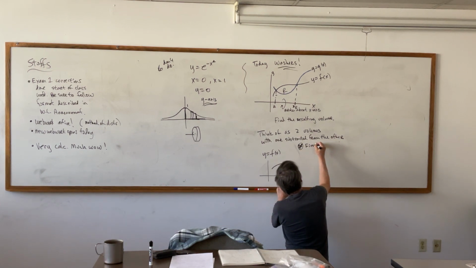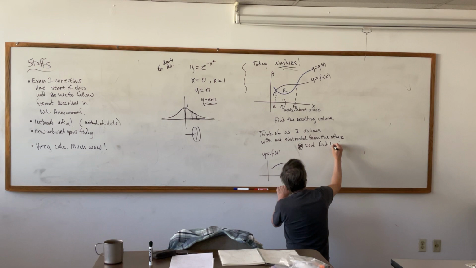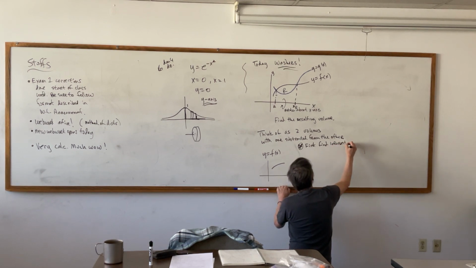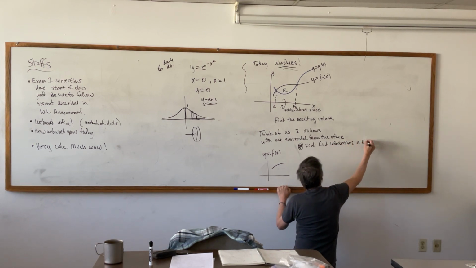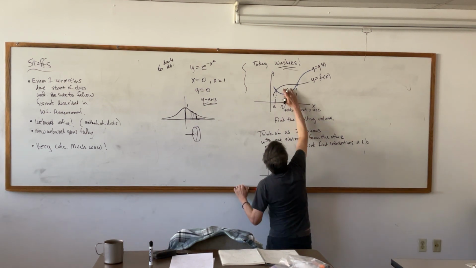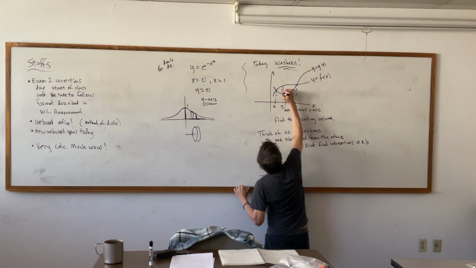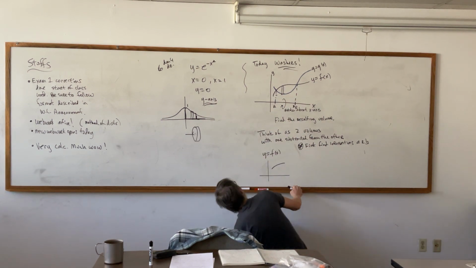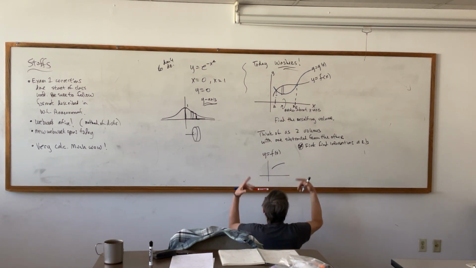First find the intersections, if they're not given to us, A and B. And that's going to give us where to integrate from. And we're going to think about little slices inside here. But we can think of this, like I said, as two different processes.